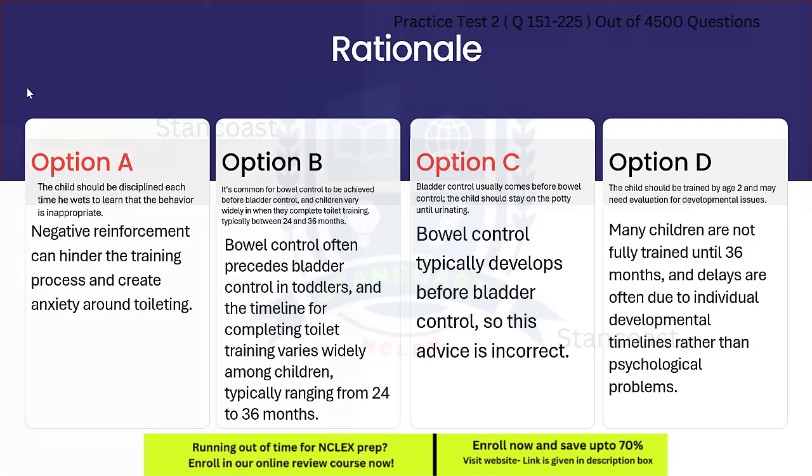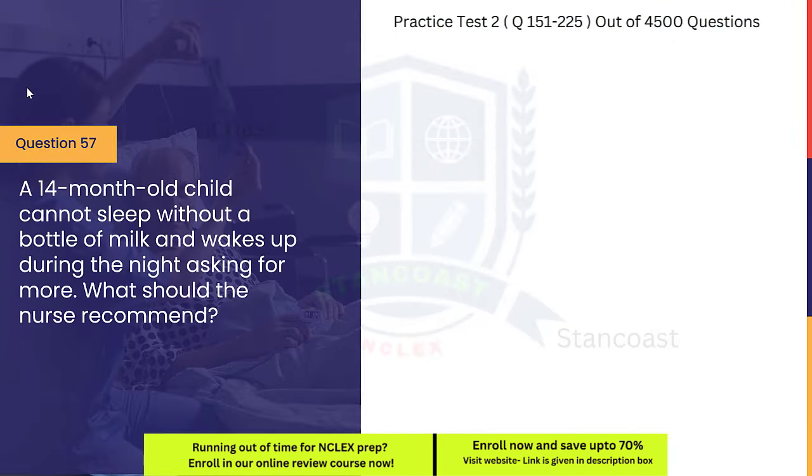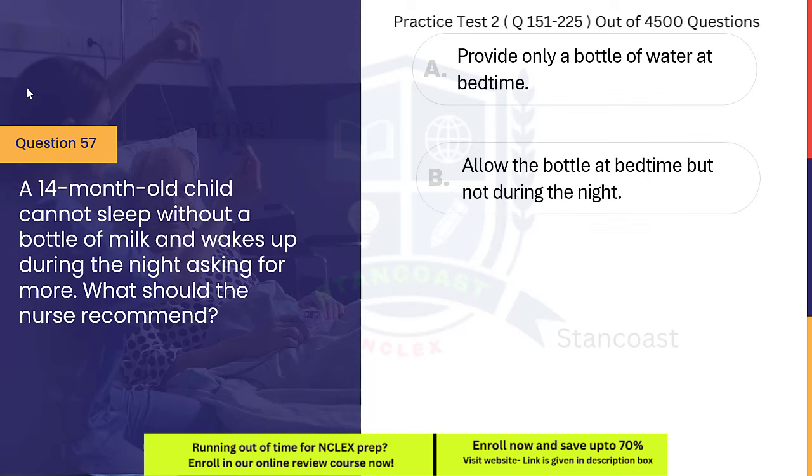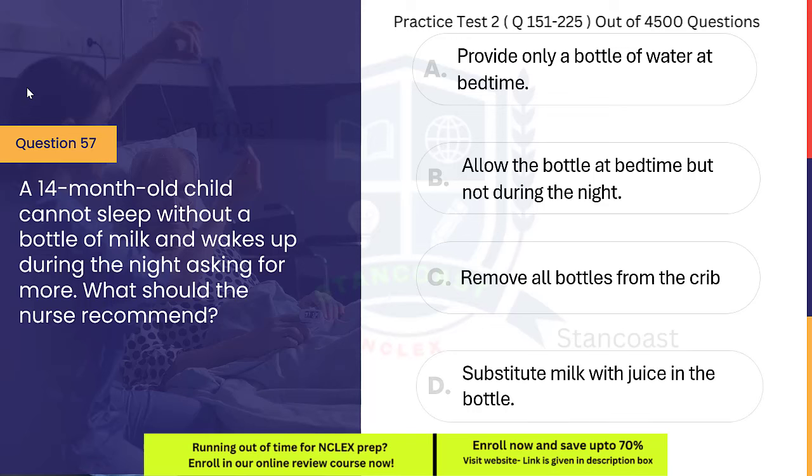All right, next one. A 14-month-old child cannot sleep without a bottle of milk and wakes up during the night asking for more. What should the nurse recommend? A. Provide only a bottle of water at bedtime. B. Allow the bottle at bedtime but not during the night. C. Remove all bottles from the crib. D. Substitute milk with juice in the bottle. Think about the best way to prevent dental decay. The correct answer is A.